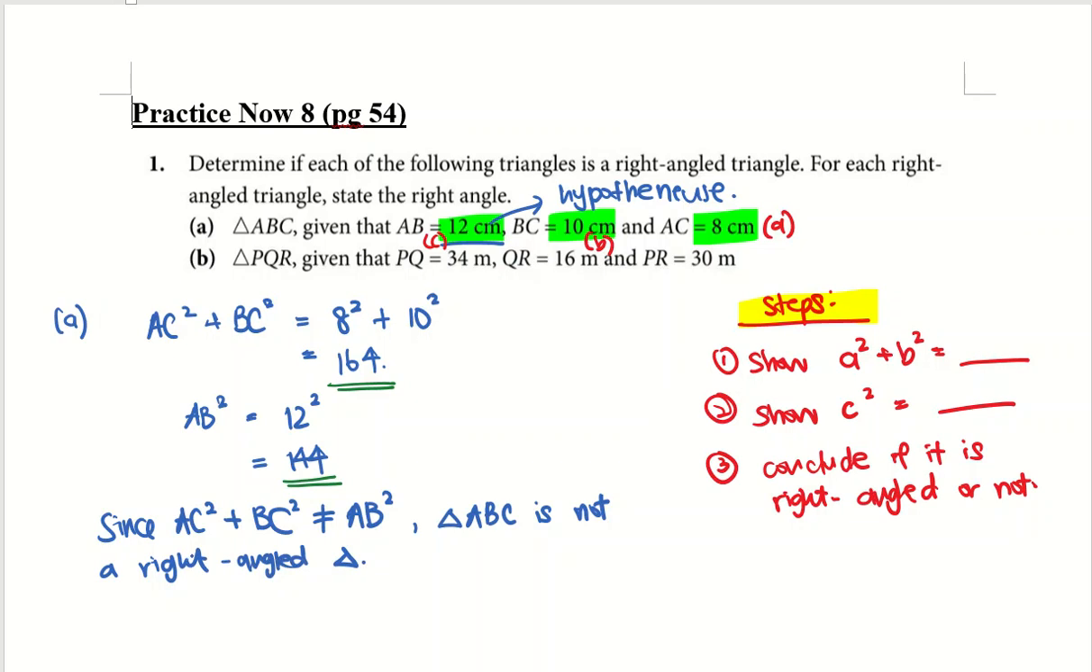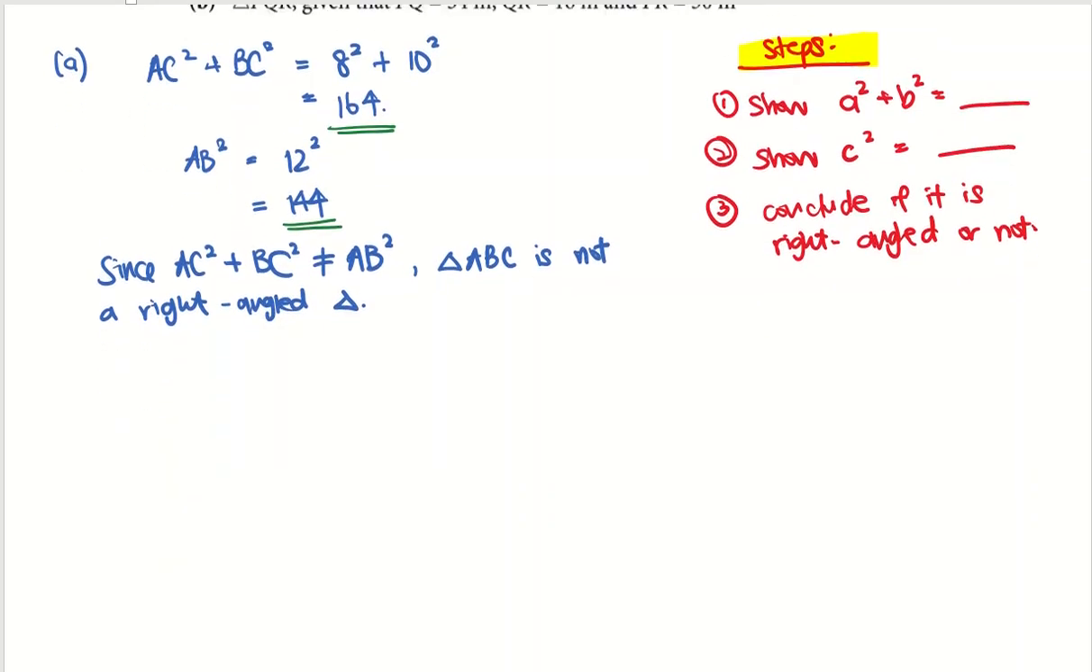And of course, if it is not a right angled triangle, there is no need for you to identify whether there is a 90 degree angle or not. So this is for part A. Straightforward: you find a square plus b square, followed by finding the value for c square. Let's try one more. We take a look at part B.